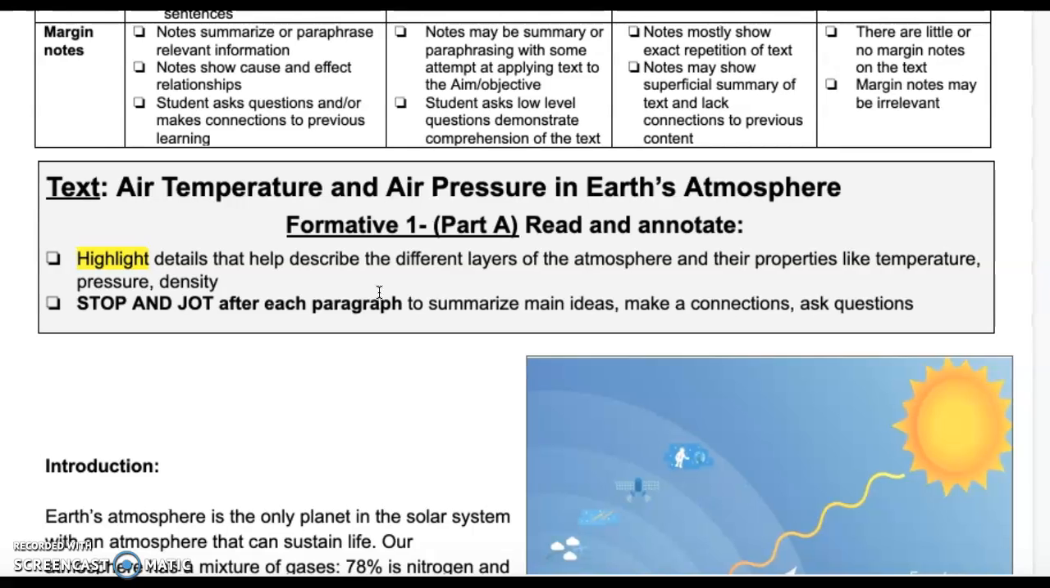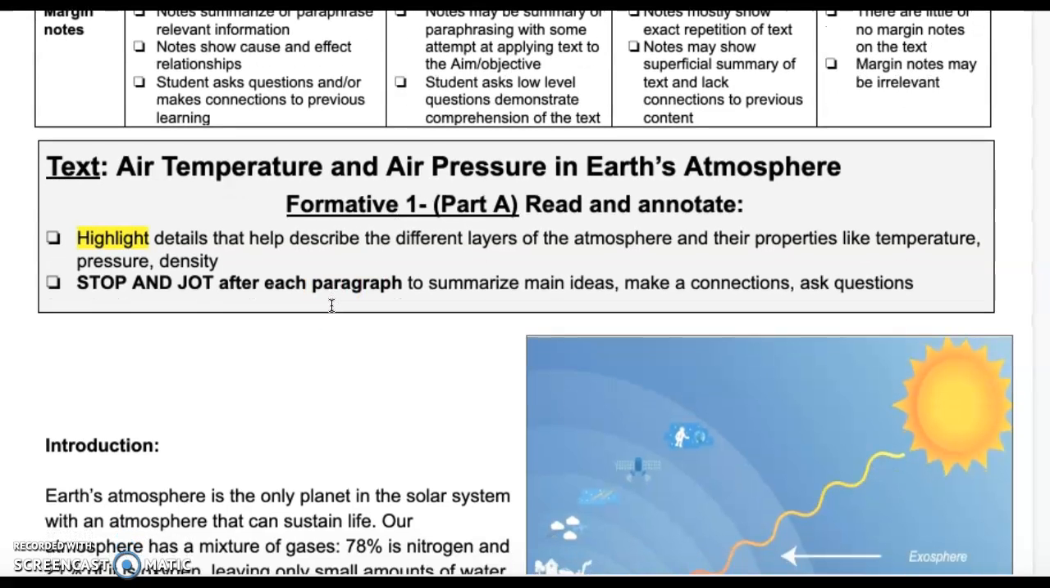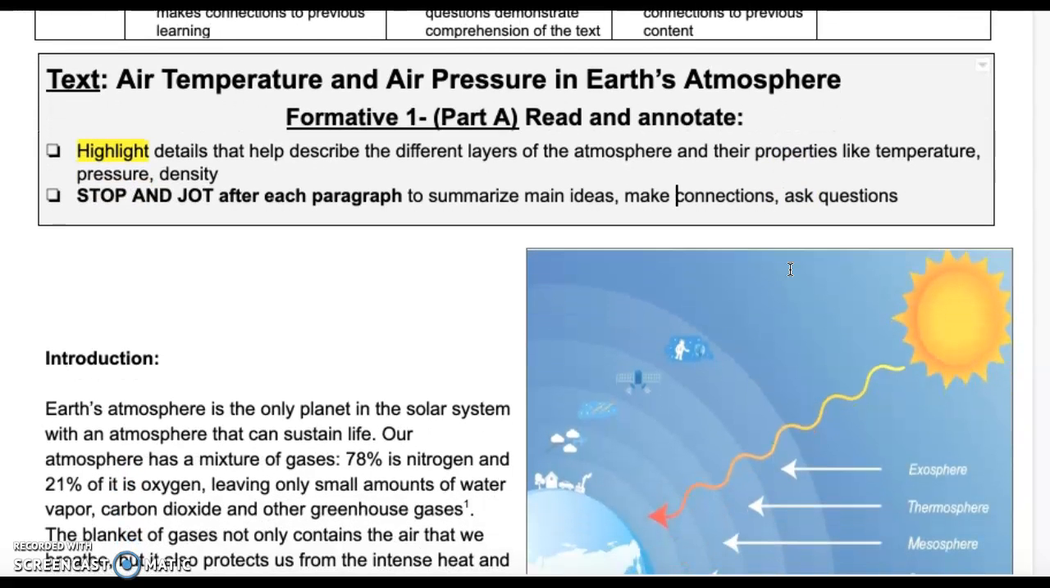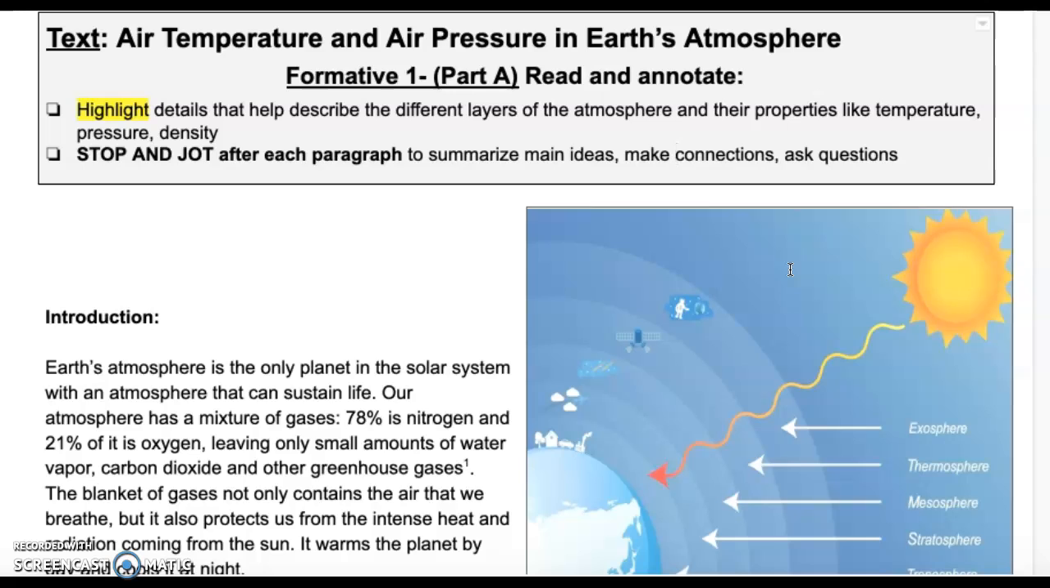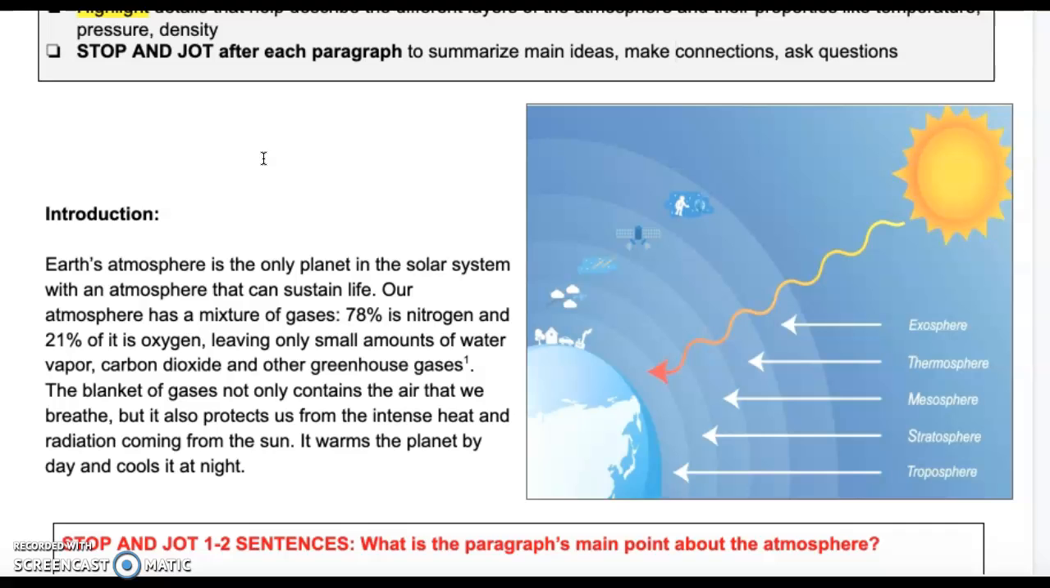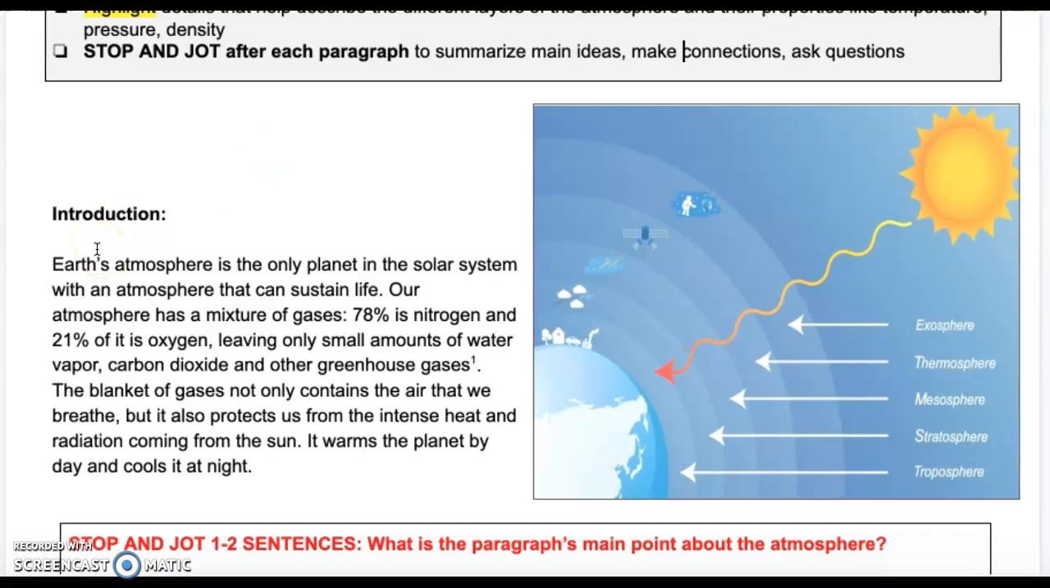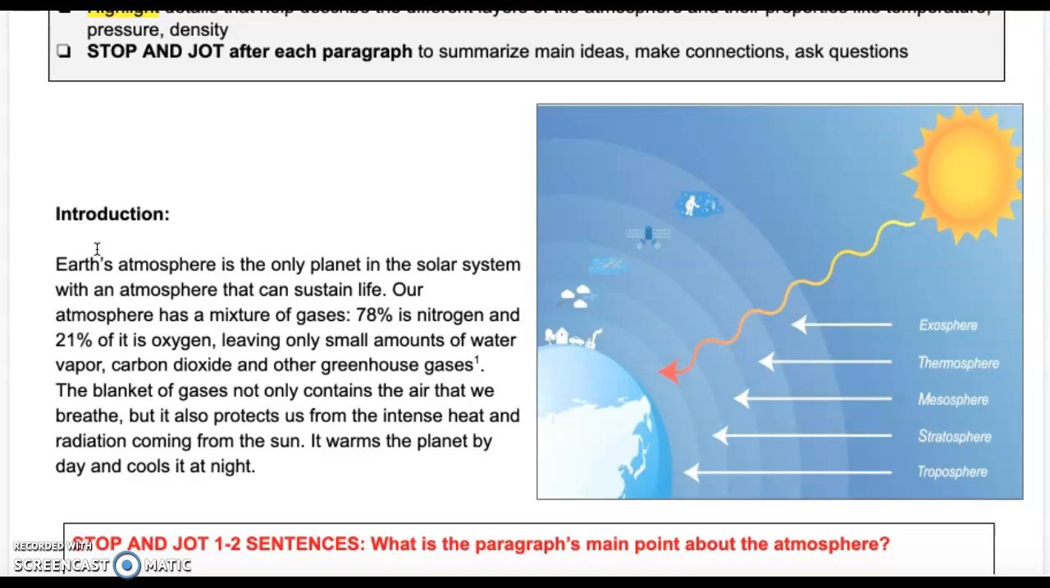And then after each paragraph, you're going to stop and jot to summarize main ideas, make connections, and ask any questions that you may have. In this version, I have given you additional guiding questions to help support your stop and jots after each paragraph. Okay. Introduction. Earth's atmosphere is the only planet in the solar system with an atmosphere that can sustain life. Sustain means maintain, help keep alive, right?